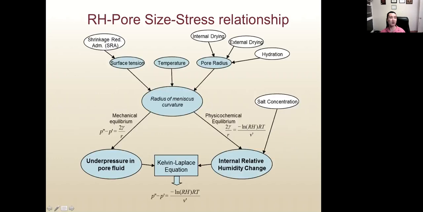And this phenomenon is caused by many factors, as we can see from here. The surface tension of the pore solution, the temperature of the concrete, the size of capillary pores. These three factors will govern the radius of menisci curvature. It will cause mechanism equilibrium. We'll talk about what is P double prime, what is P prime.